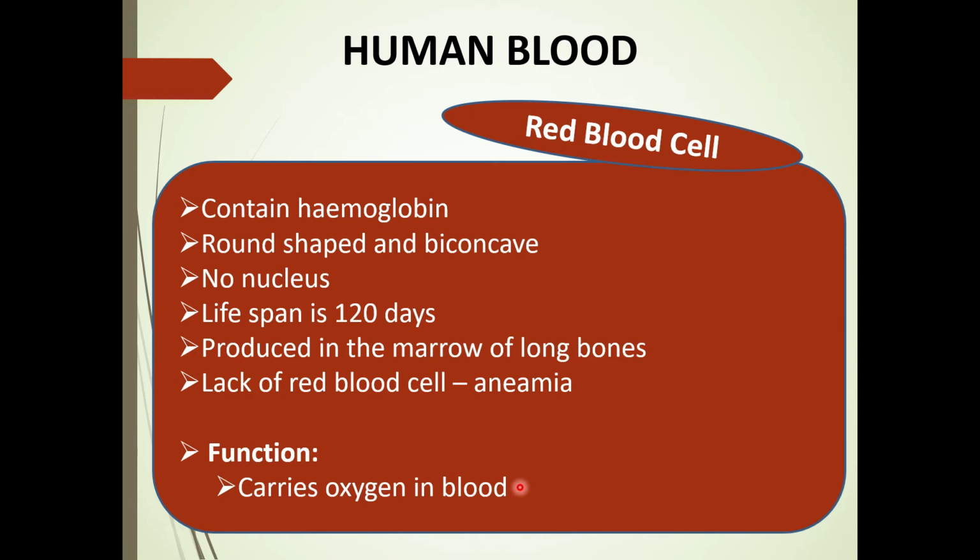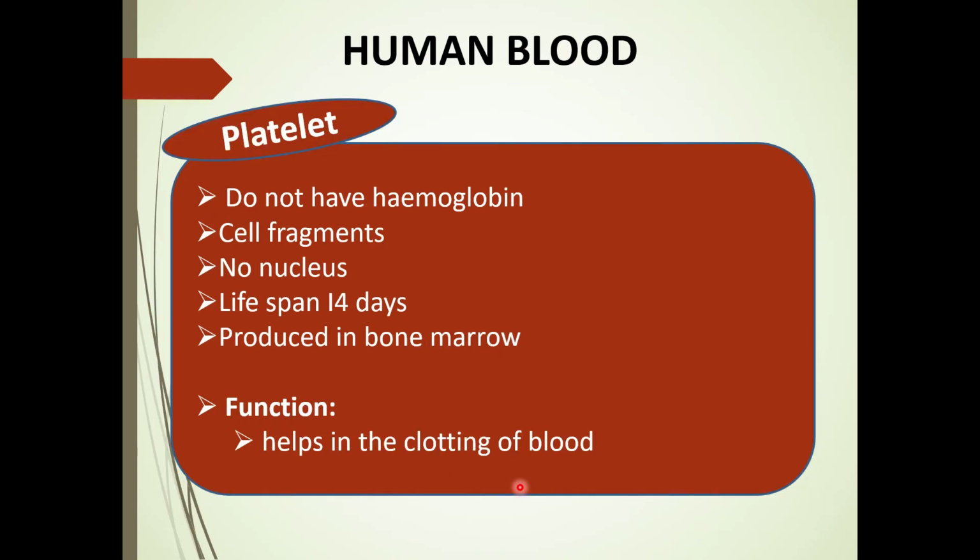So what is the function of the red blood cell? It's actually only to carry the oxygen in blood. Okay, and then the next part is the platelet. Platelet also does not have hemoglobin. It's just like a cell fragment, so it's very small, and also has no nucleus. The lifespan is about 14 days, and it is produced in the bone marrow. The function is to help in the clotting of blood. So let's say you have a wound, the platelet will help you in the blood clotting.